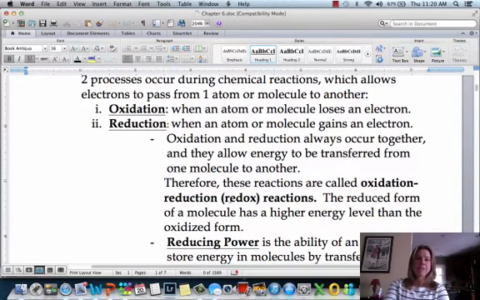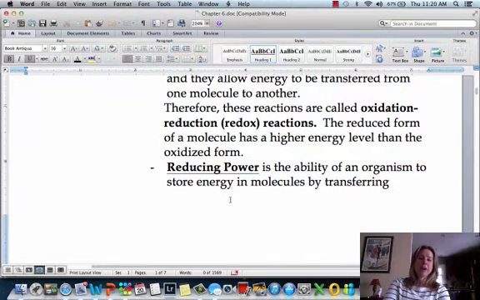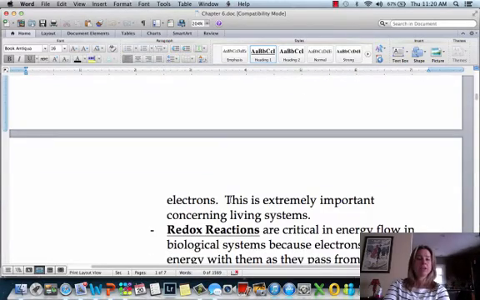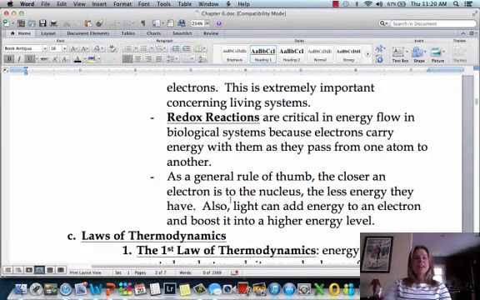A lot of the processes we're going to talk about are actually going to be redox reactions. Reducing power is going to come up too, and that's the ability of an organism to store energy by transferring electrons. Remember when we talked about the mitochondria and we said, that's for cell respiration, and you were like, I don't know what cell respiration is, but I'm going to memorize that, right? Well, cell respiration is actually what's keeping us alive. So mitochondria are really important, and what's happening on all the little membranes of those are a bunch of redox reactions that we're going to talk about in the next chapter. So it's really going to be important to understand that process.